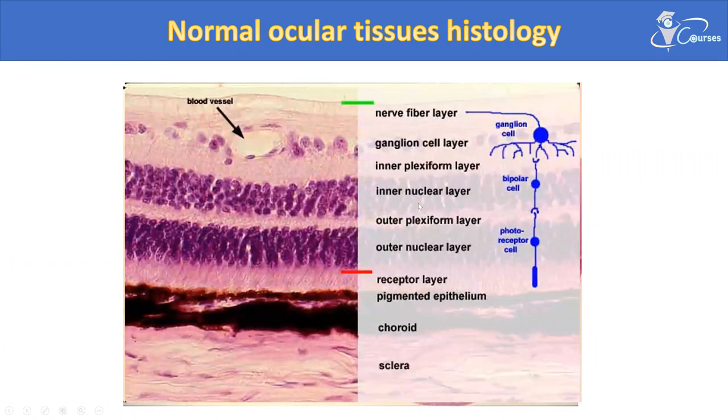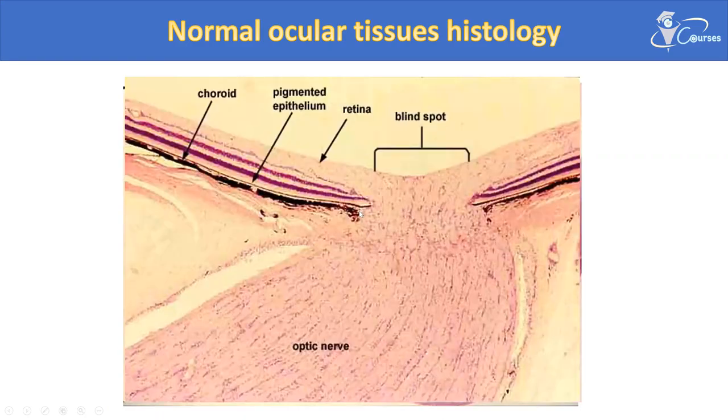And you can see that this is a blind spot. The retina, or the photoreceptor layer, is not continuous here in the area of the optic disc. That's why this is a blind spot. Okay, so this is a very brief look at the normal ocular tissue, and I'm just showing them to you in order to see how the normal looks.